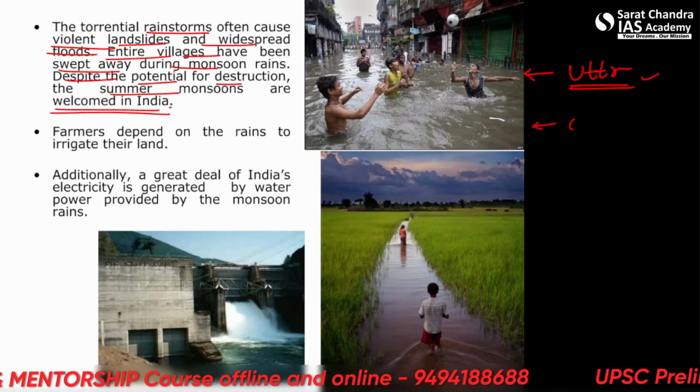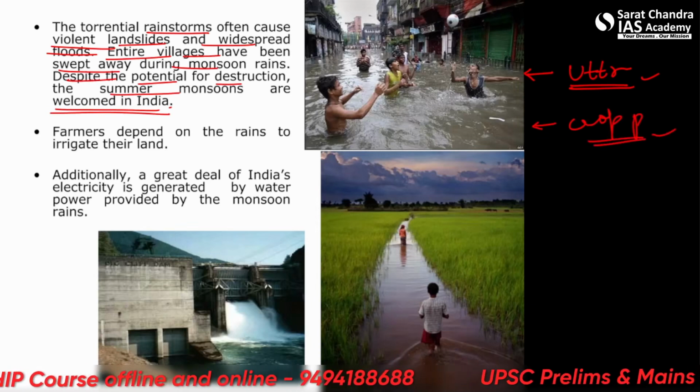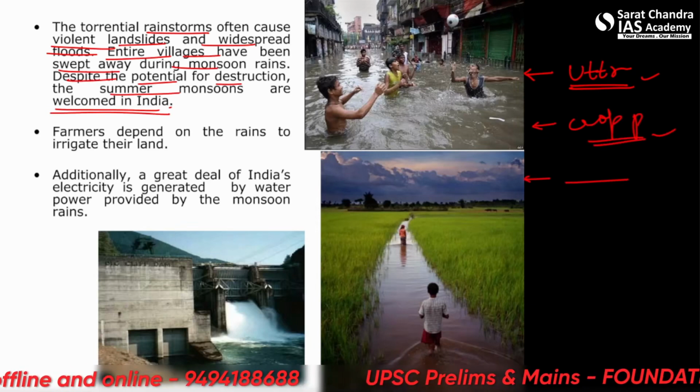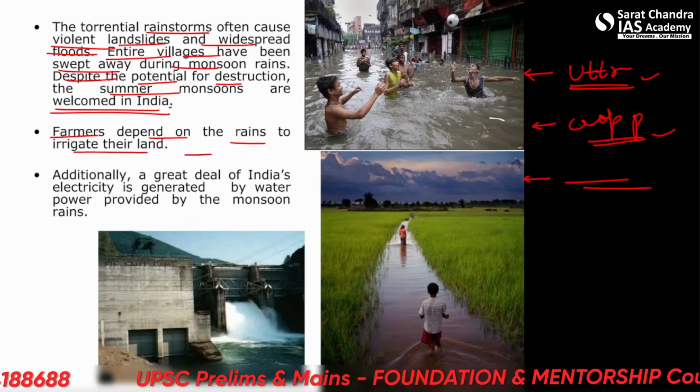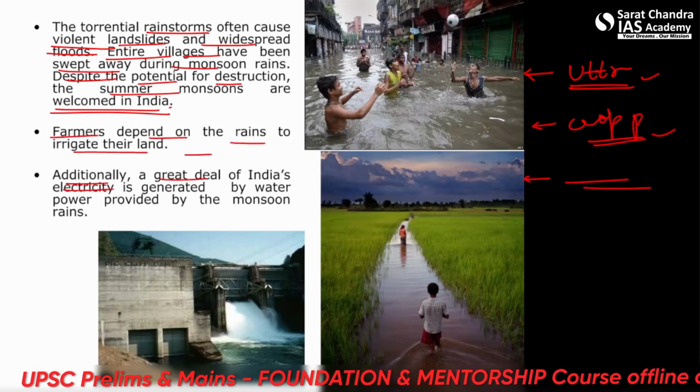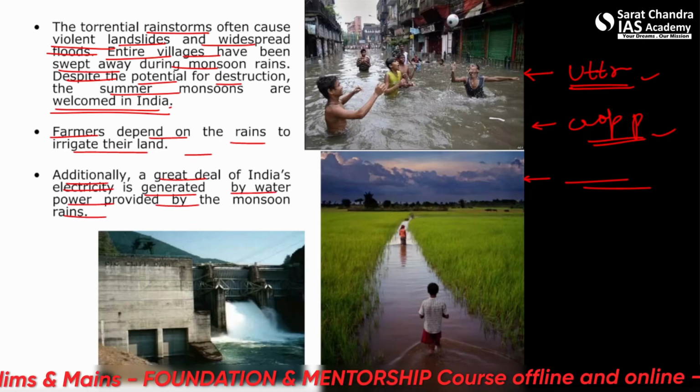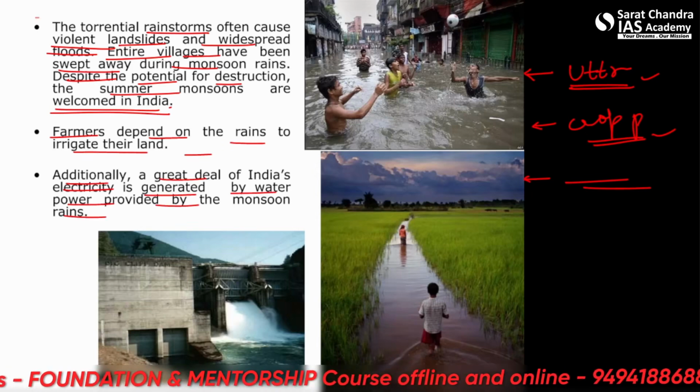So why? Because of the crop production. So India is a monsoon dependent country for its crop production. So farmers depend on the rains to irrigate their land. Additionally, a great deal of India's electricity is generated by water power provided by the monsoon rains. So this is very important.